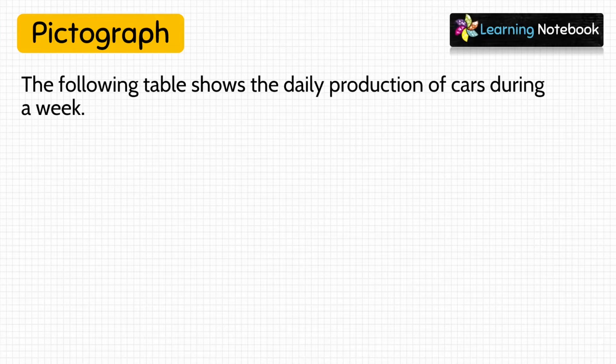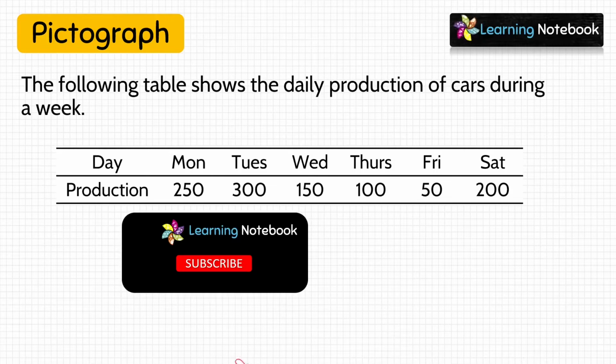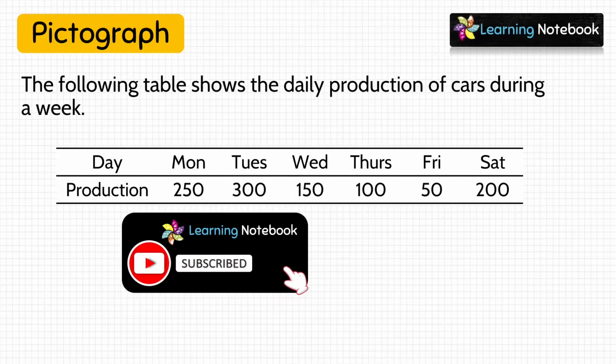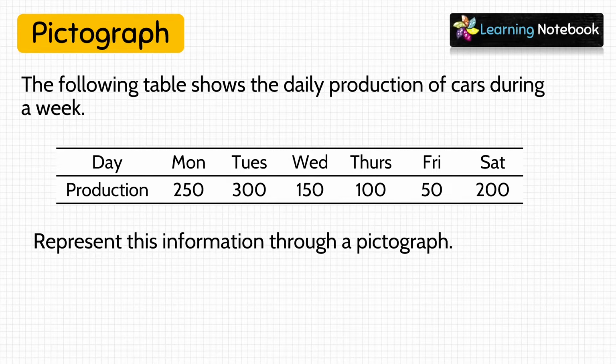Let's do one more example of pictograph. Here, the following table is showing the daily production of cars during a week. So look at this data. It is representing that 250 cars were produced on Monday, 300 cars were produced on Tuesday, 150 cars were produced on Wednesday, and so on. Now let's see how to represent this information using pictograph.